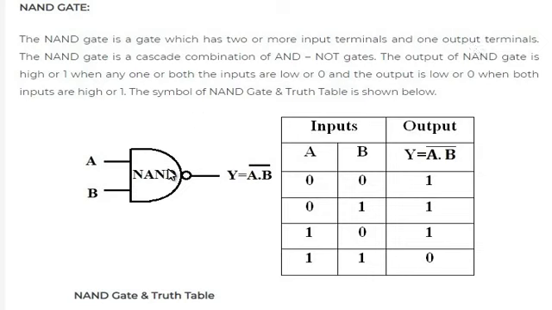The NAND gate is a cascade combination. Cascade means the output of the previous gate is given to the input of the next gate. That is called a cascade. That is a cascade combination of AND and NOT gate. The output of the NAND gate is high or 1 when any one or both inputs are low or 0, and the output is low or 0 when both inputs are high or 1. The symbol of the NAND gate and truth table is here.